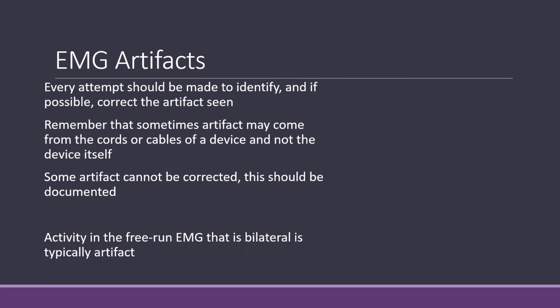Every attempt should be made to identify the artifact, and if possible, correct the artifact that we see. Remember that sometimes the artifact may come not just from the devices, but from the cords and cables that connect or power the devices. And that can confound our troubleshooting abilities sometimes, because we can unplug a device and it will appear as if the artifact has diminished but not quite gone away. Some artifacts cannot be corrected, however, so this should always be documented. Activity in the free run EMG that is bilateral is typically artifact.